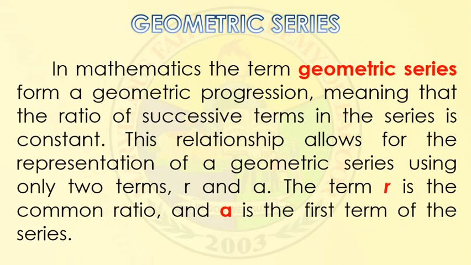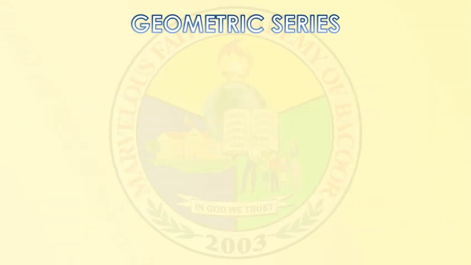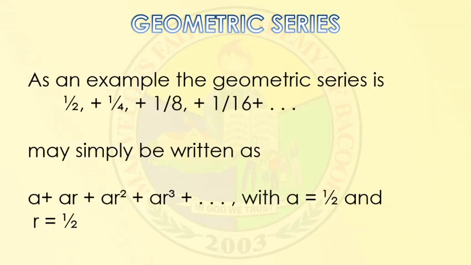Okay, so kapag sinabi natin geometric series, this is getting the sum of the geometric sequence, by using the two terms which are R and A, the common ratio and the first term of the sequence. As an example, the geometric series is 1/2 plus 1/4 plus 1/8 plus 1/16 plus and so on.